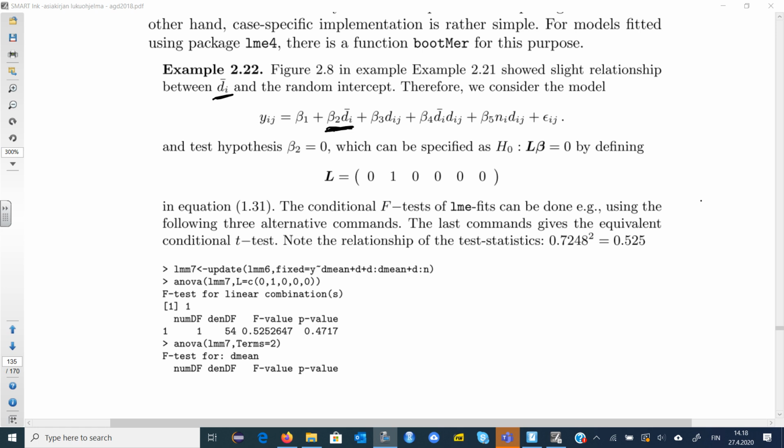And to do that, we can specify the following hypothesis matrix. So we set one parameter to 0, therefore we have only one row in this matrix, and we want to pick the second coefficient of the model, therefore we put number 1 to the second element of the matrix.